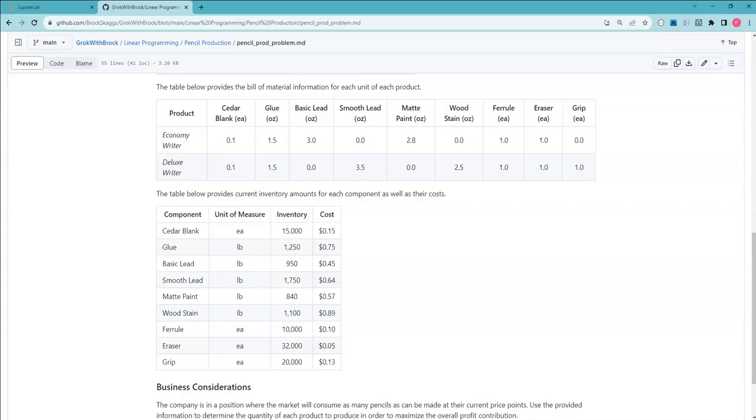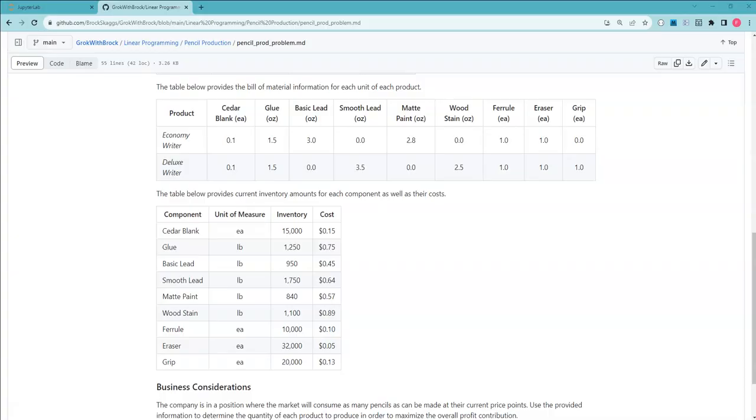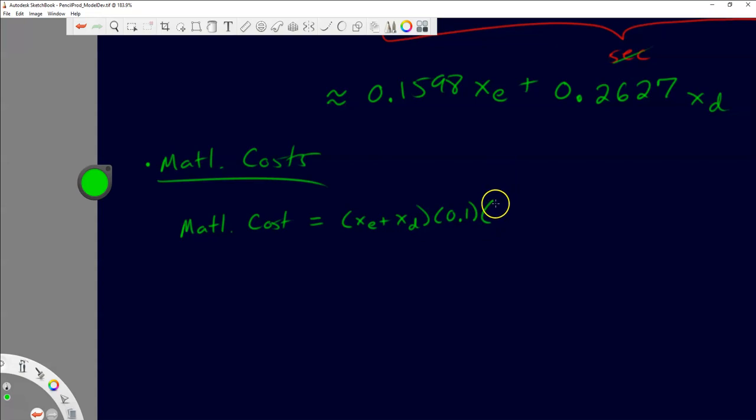So the material cost. Start with the cedar blanks. The quantity consumed, depending on which product I'm making, is a constant, 0.1. It doesn't vary at all. So I can write that as, if I make X sub E and X sub D, that would be the total amount of pencils that I produce. I can multiply that by 0.1. That tells me how many cedar blanks I have. And then the cost per cedar blank is 0.15.